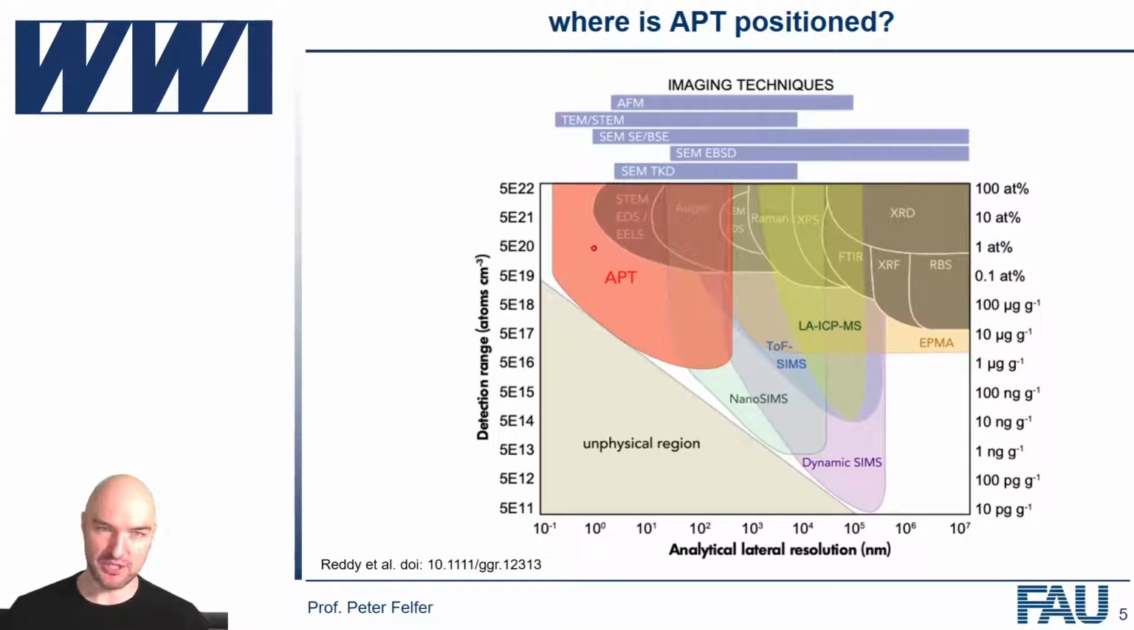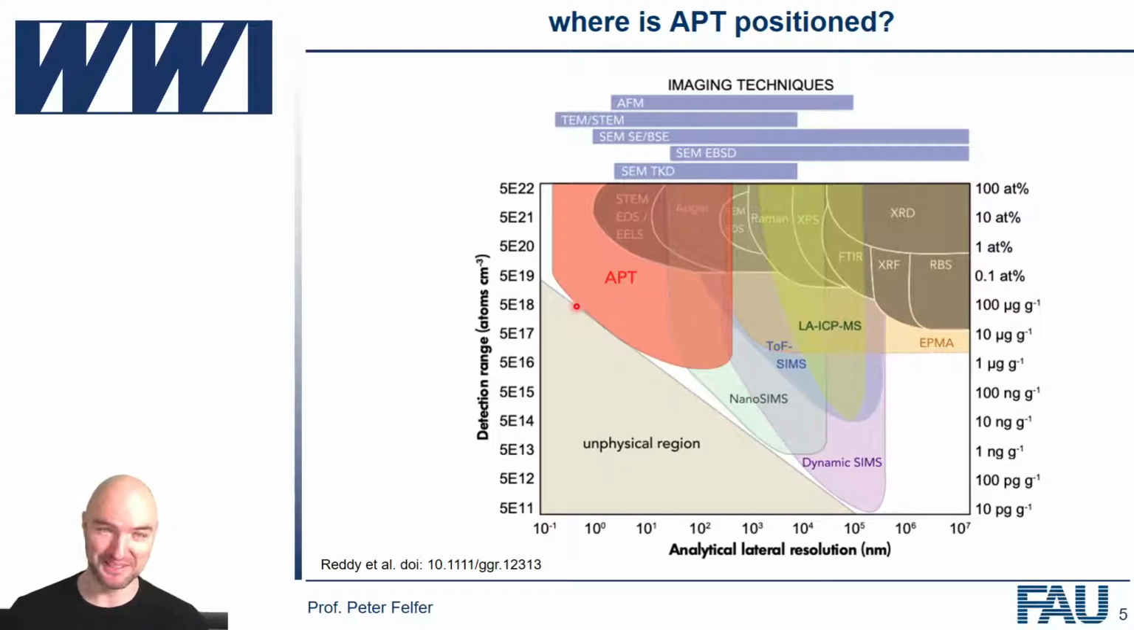But essentially it's just counting statistics that limits us. And maybe sometimes we have some artifacts we're going to talk about later, like overlaps, mass spectral overlaps, and so on and so forth. In the lateral resolution region, we're going to discuss that a bit more in depth in the next session. Actually, we're in the nanometer range.